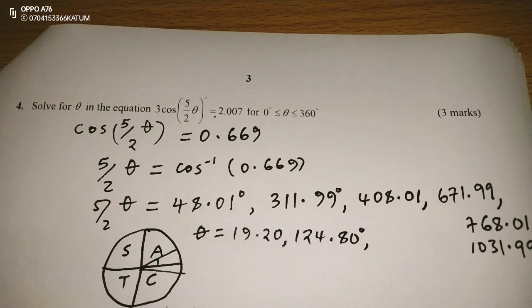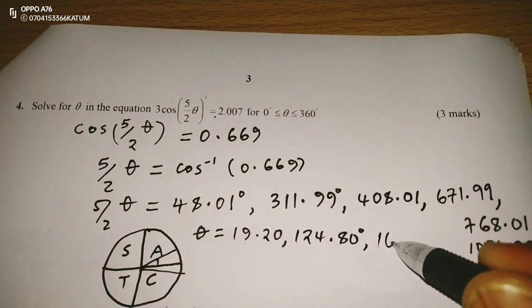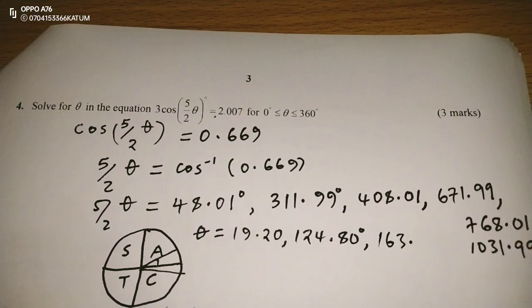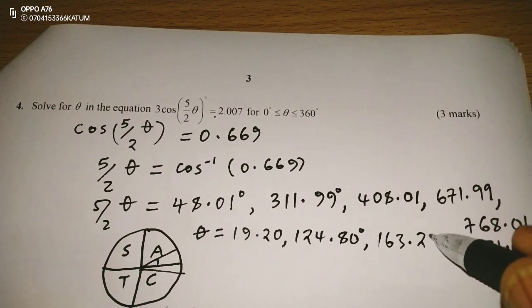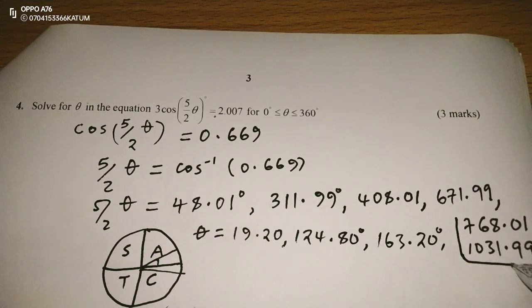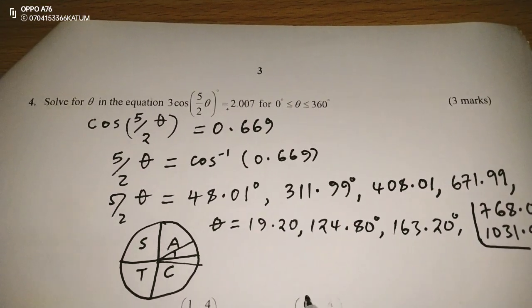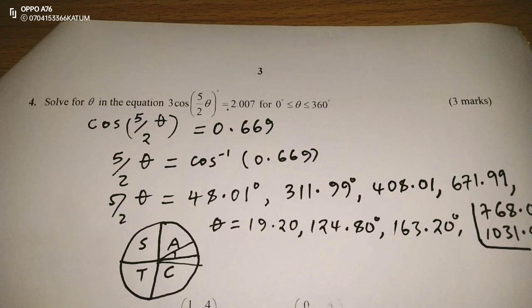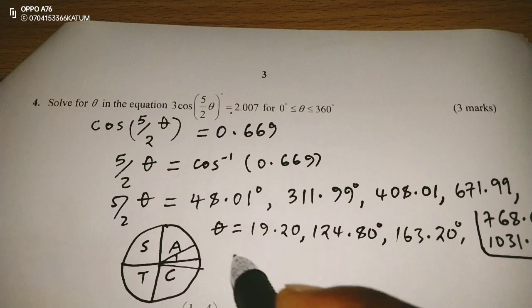408.01 times 2 over 5 now becomes 163.20. 671.99 multiplied by 2 over 5 now becomes 268.80.